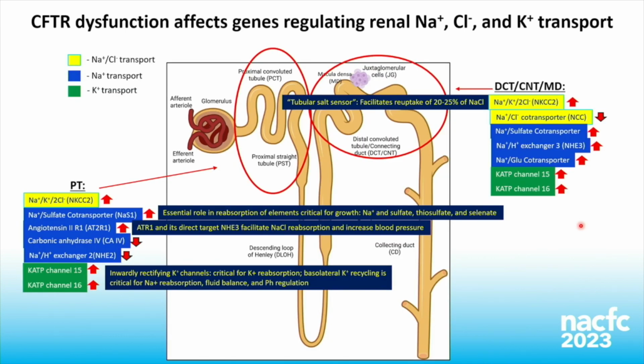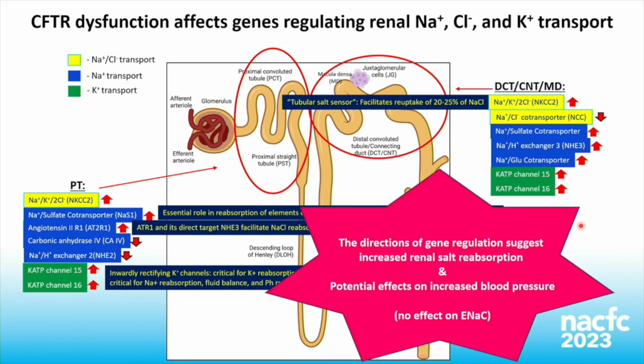Here's a summary of what we see. We see an increase of sodium, potassium, and 2 chlorine channels in both the proximal and distal segments. We see a slight decrease in the sodium chloride transporter in the distal convoluted tubules. We see a decrease in carbonic anhydrase and the NHE exchanger, increases in the angiotensin 1 receptors, increases in potassium channels involved in potassium resorption. And we also don't see changes in ENaC, which is typically regulated by aldosterone. But what does this all mean? Because there's a lot here.